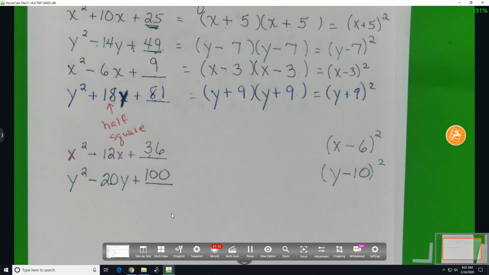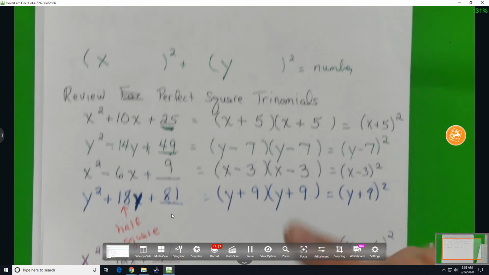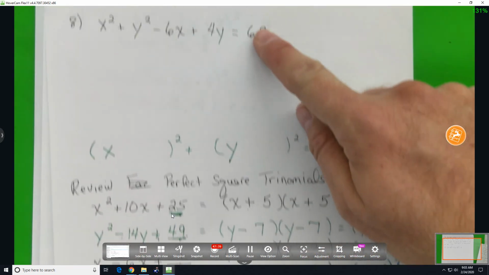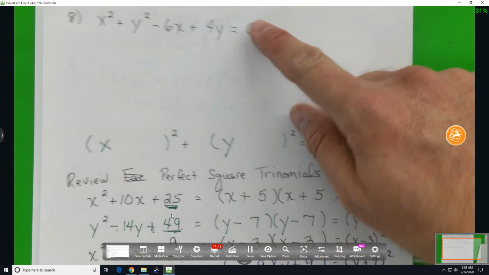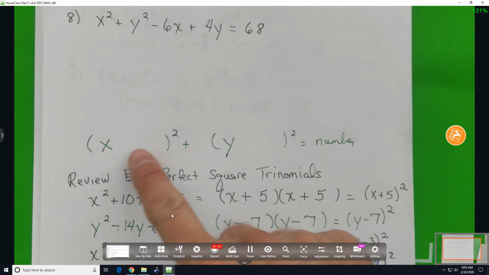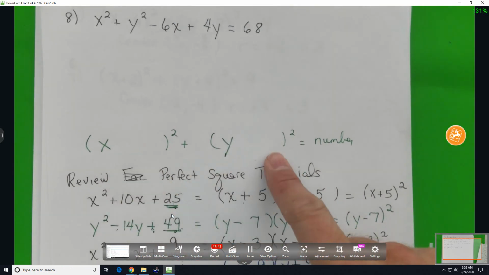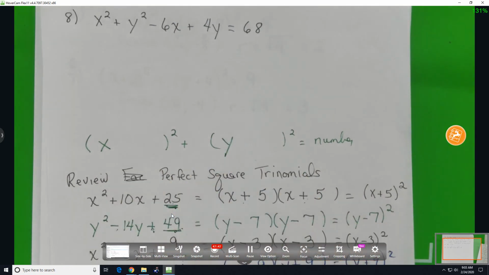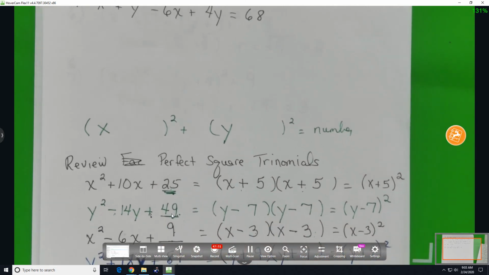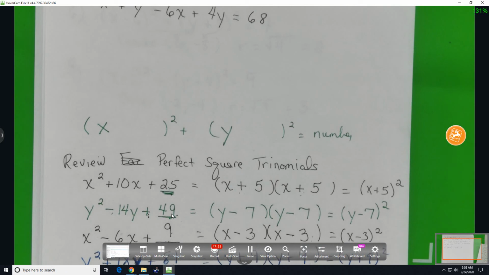What the heck does that have to do with these circles? Well, looking back at number 8, we need to write it with these parentheses. And we can do that using this perfect square stuff right here. So let me rewrite number 8. We'll do that, and then we'll take our break.